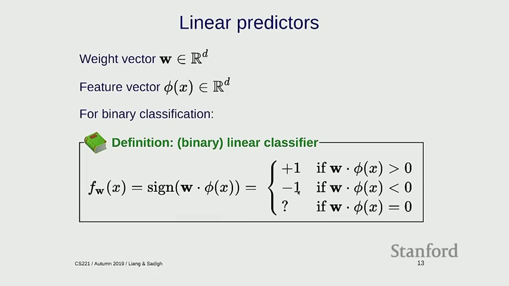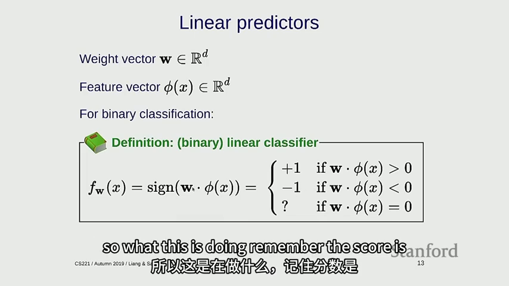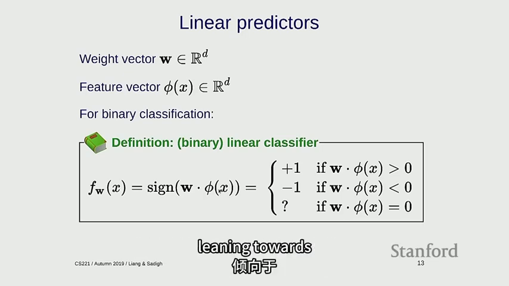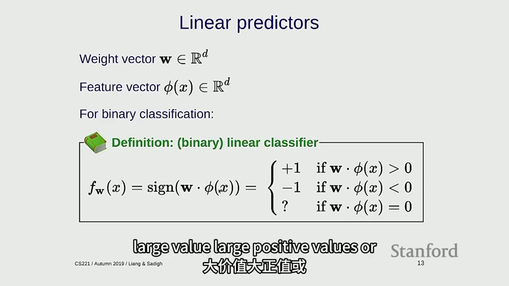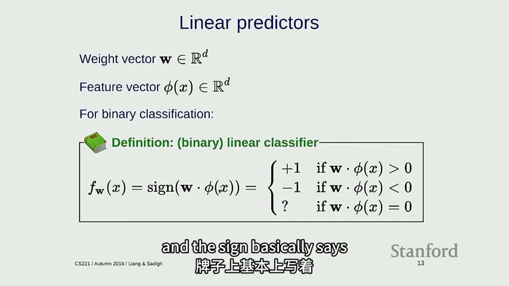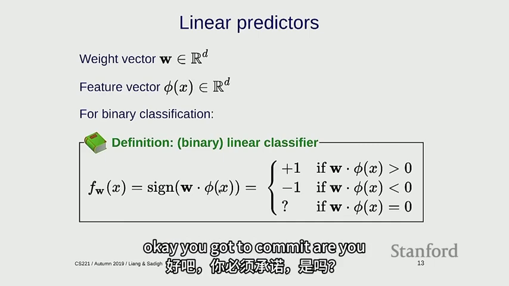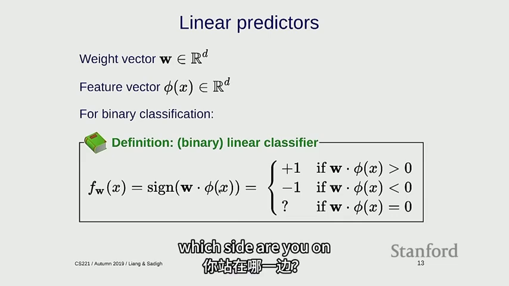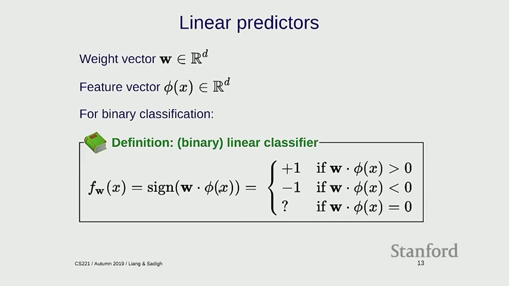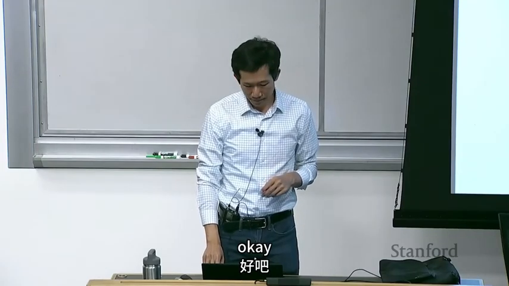It doesn't matter. So what this is doing, remember the score is a real number. So it's either going to be leaning towards large positive values, or leaning towards large negative values. And the sign basically says, okay, you've got to commit. Which side are you on? Are you on the positive side or are you on the negative side? And it just discretizes it. That's what the sign does. Okay?